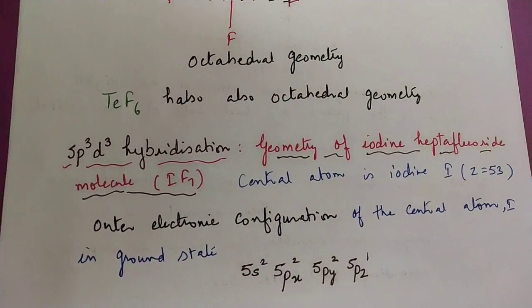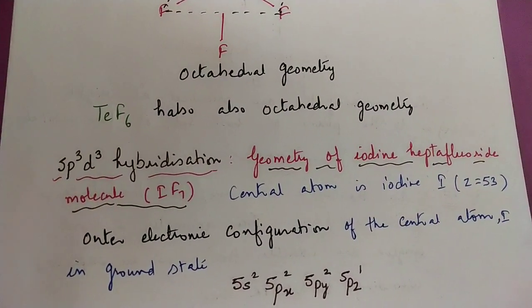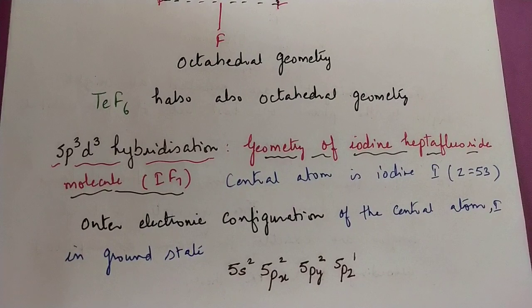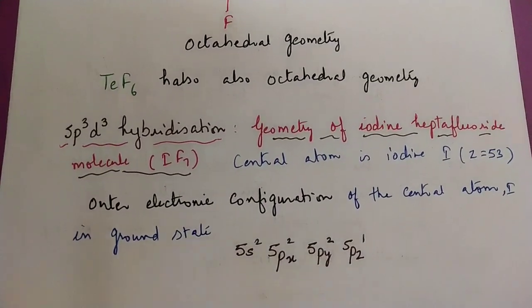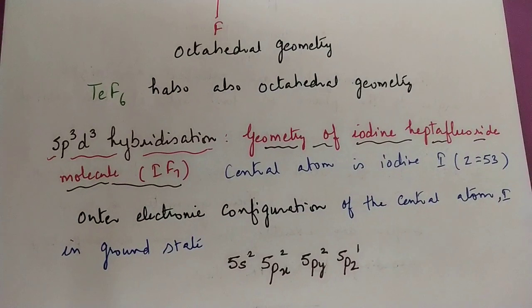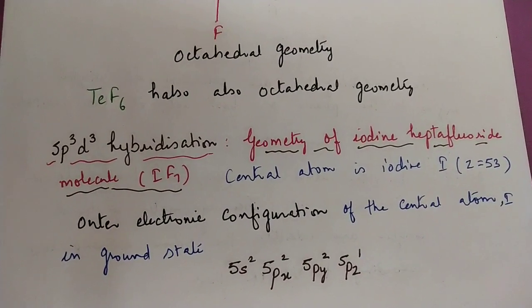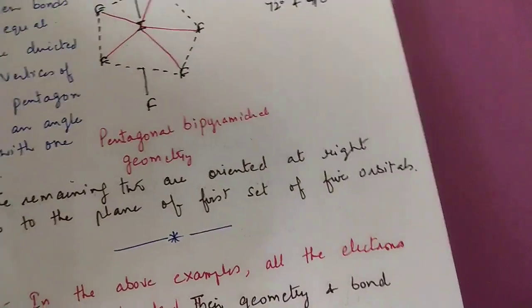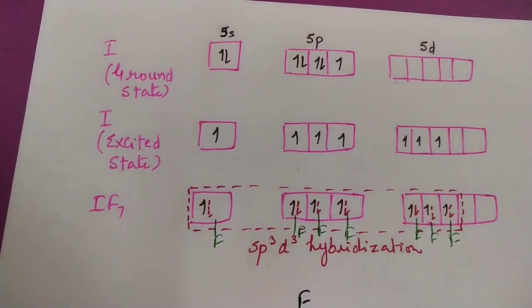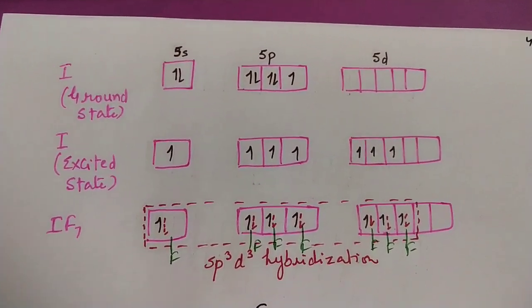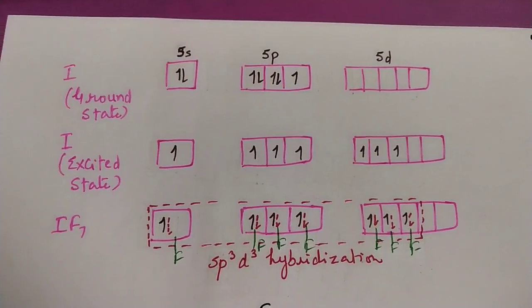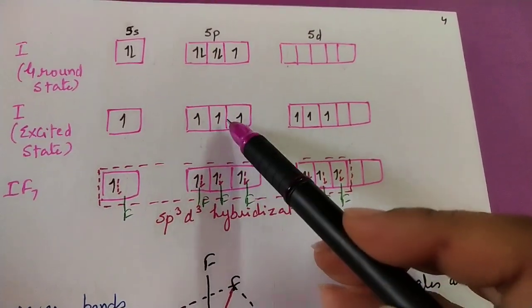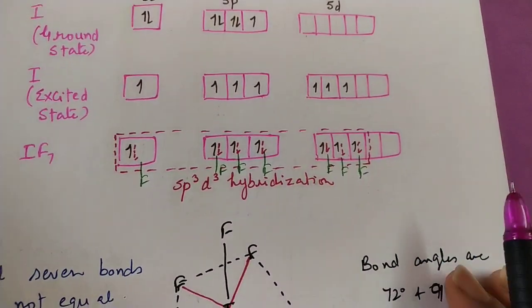Next is sp3d3 hybridization, the geometry of iodine heptafluoride. It is an interhalogen compound. The central atom is iodine, atomic number 53, and the outer electronic configuration in the ground state is 5s2, 5px2, py2 and pz. On excitation, there is promotion of 1 electron from 5s, 1 electron from 5px and py as well, so that we have 7 unpaired electrons: 1, 2, 3, 4, 5, 6, 7. So we have 7 orbitals.